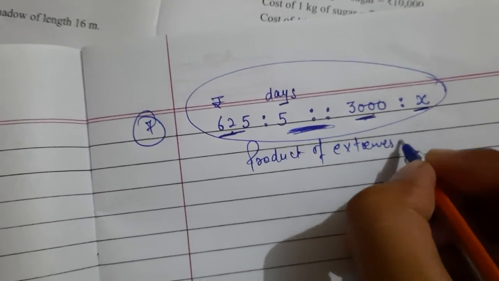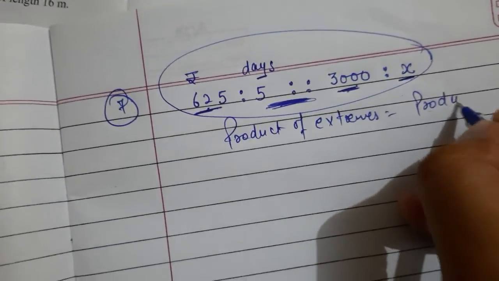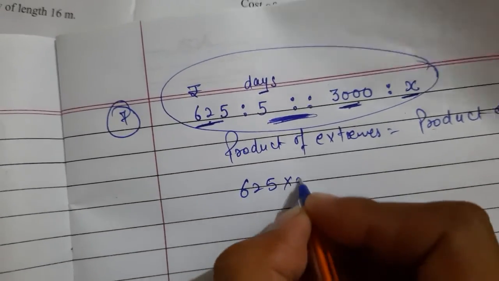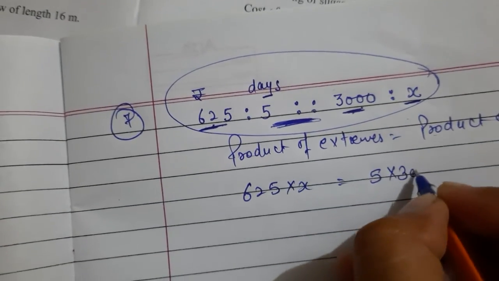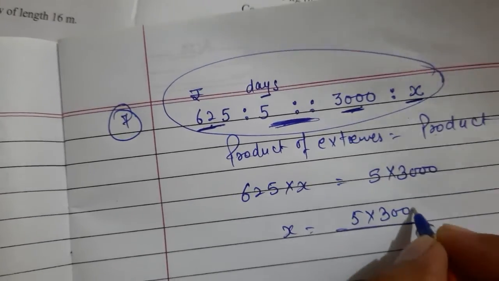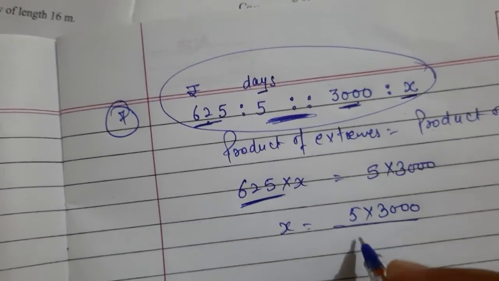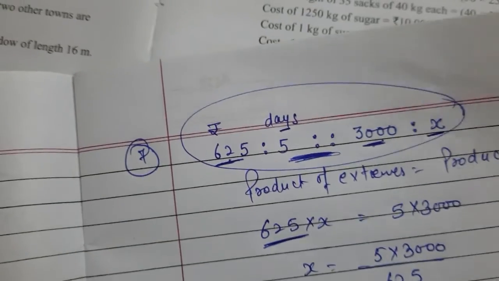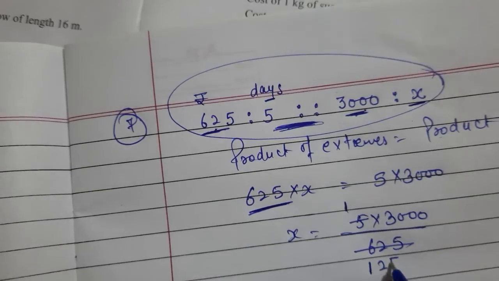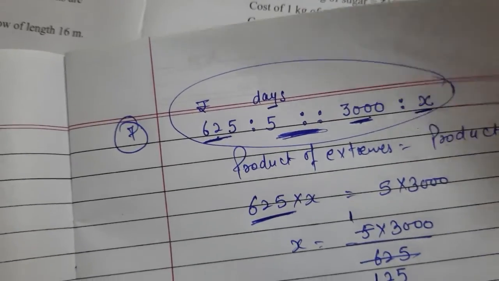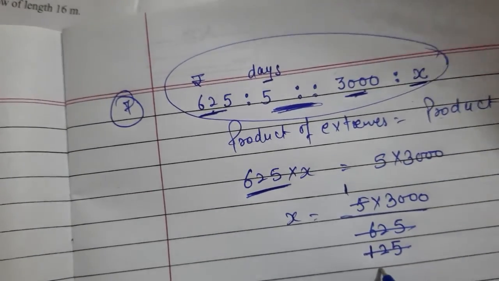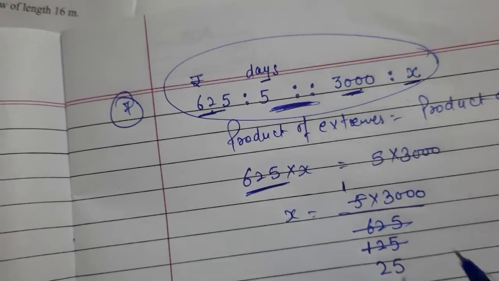Product of extremes is equal to product of means. So we write 625 into x equals 5 into 3000. X is equal to 5 into 3000 upon 625. I have told you many times, the numbers on this side in multiplication come to this side in the denominator. 5 ones are 5, 5 twos are 10, 125. Now if you cut it with the 5 table, that will be easy for you.